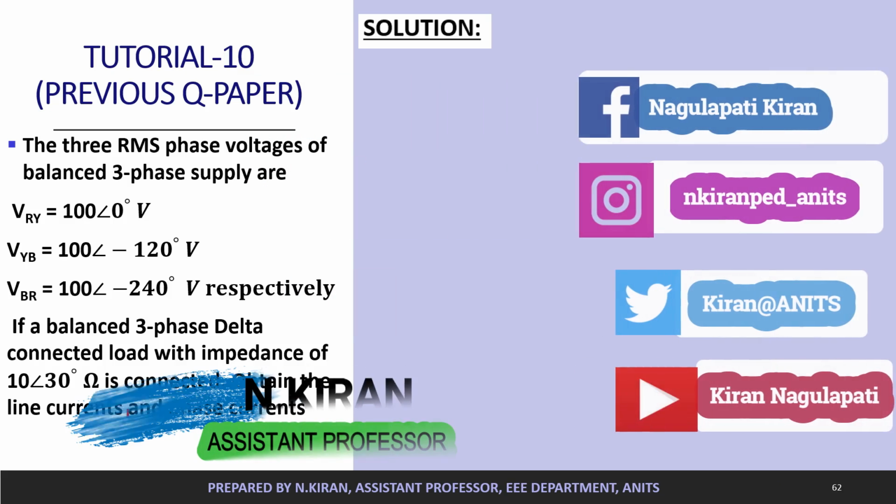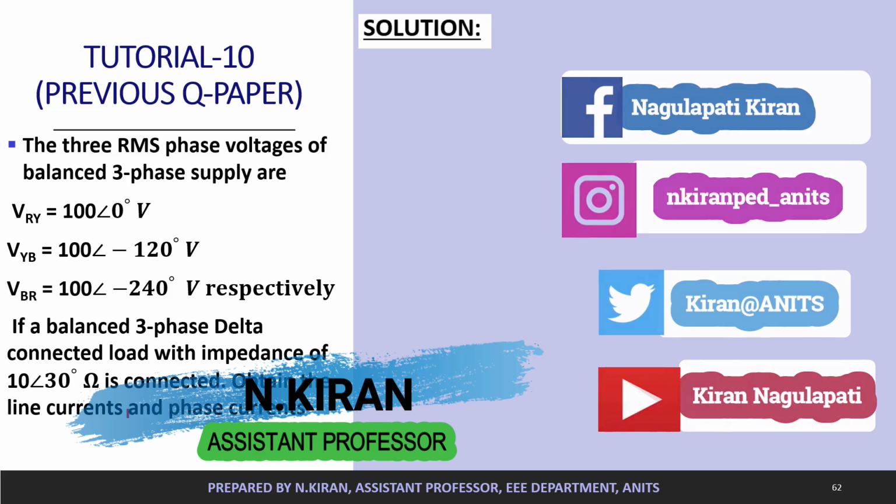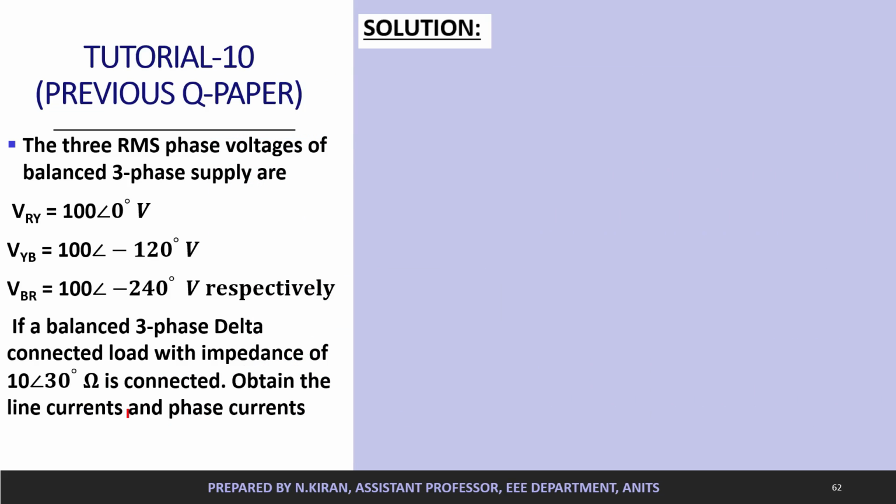The last tutorial, the 10th tutorial in three-phase balanced systems: the RMS values of the voltages are given as VRY, VYB and VBR respectively. Since this is a delta connected load of impedance 10 at an angle of 30 degrees, it asks us to find line currents as well as phase currents.